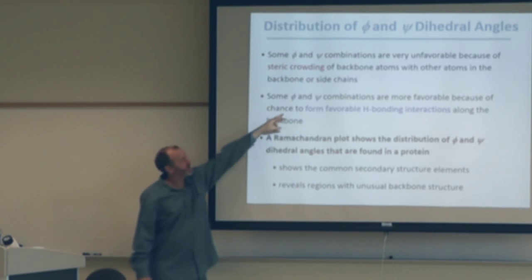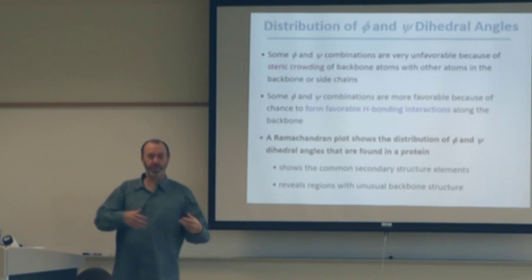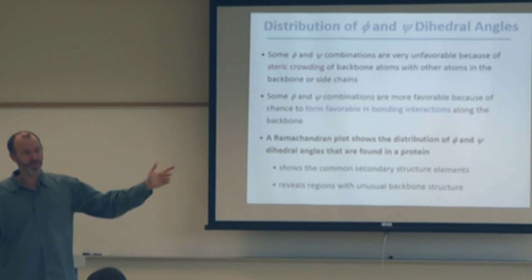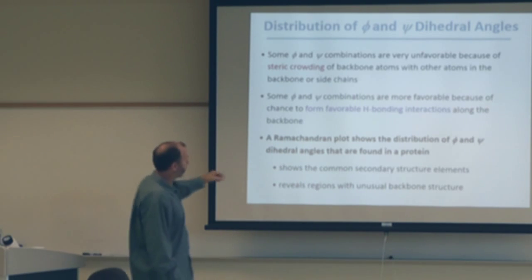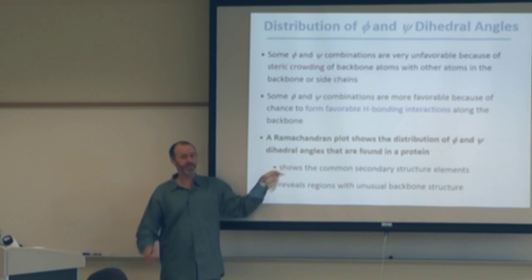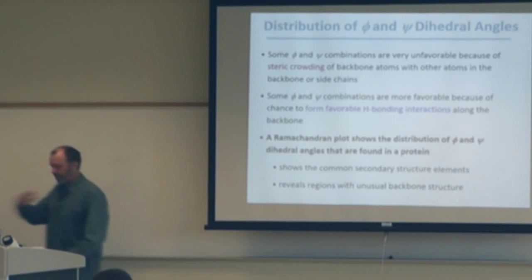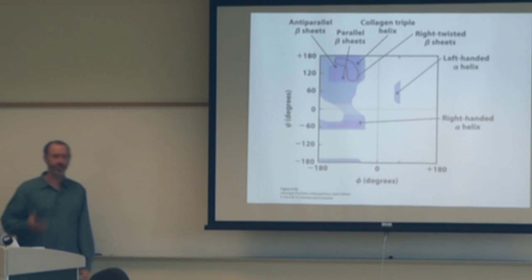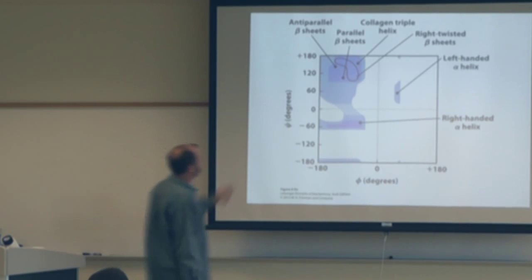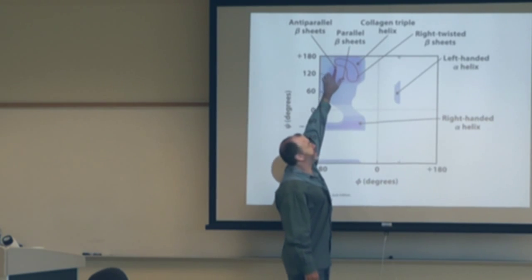Some phi and psi combinations are more favorable because of the chance to form favorable hydrogen bonding interactions between those amide hydrogens and the carbonyl oxygen in the backbone. If you plot phi and psi angle distribution through a peptide, you'll see certain ones you always see over and over again, and they're associated with the type of secondary structure that is being formed. So parallel beta sheet structures are always found around here. Anti-parallel beta sheets are right here.